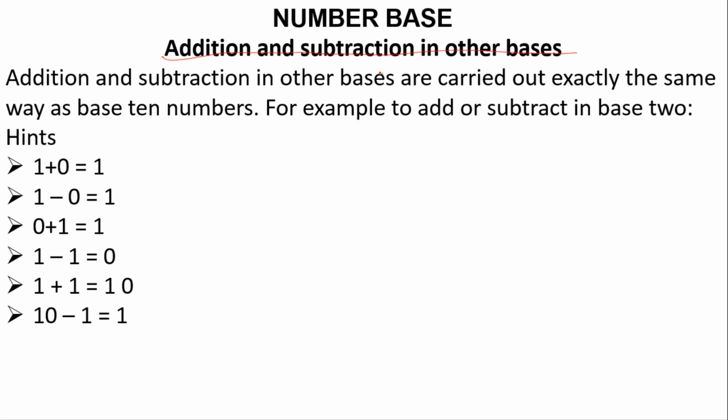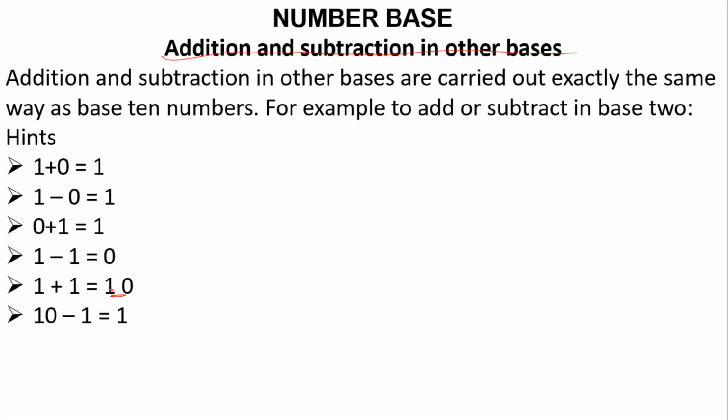For example, when you're adding 1 plus 0 automatically will give you 1, 0 in base 2. They are all in base 2. 1 minus 0 will give you 1, 0 minus 1 will give you 1. These are normal. 1 minus 1, just your normal, but it now comes in 1 plus 1 will give you 10. Meaning in 10 you have 2-digit number, which is 1 and 0. Therefore, 10 minus 1 will give you 1.